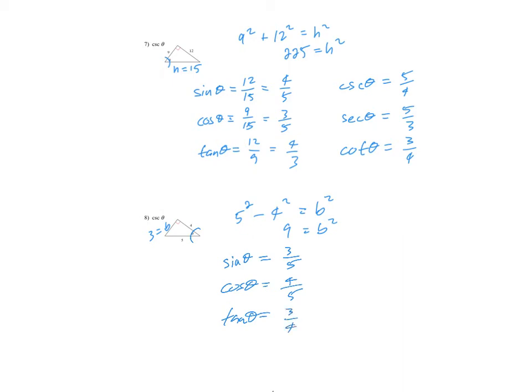so 3/4. Reciprocal, cosecant, flip the sine, we get 5/3. Reciprocal of the cosine, secant, flip that, get 5/4. Reciprocal of tangent, cotangent, flip that, we get 4/3.